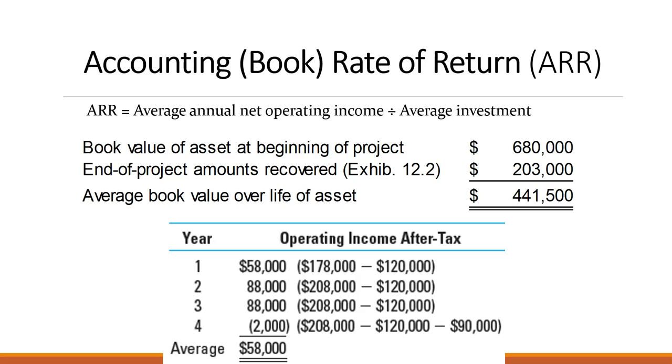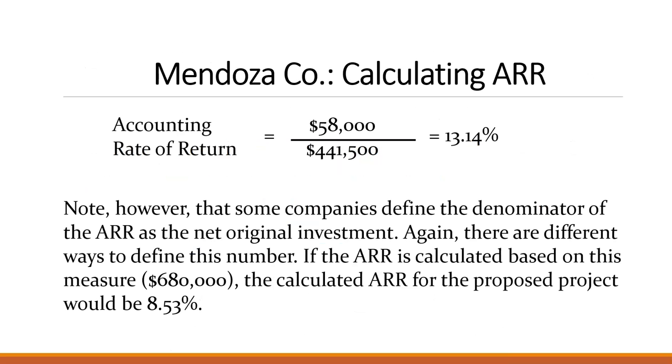So we have the book value of the asset at the beginning of the project, the end of project amounts recovered, and so our average book value over the life of the asset. So we would take that average annual net operating income divided by our average annual investment. This gives us an accounting rate of return of 13.4%.